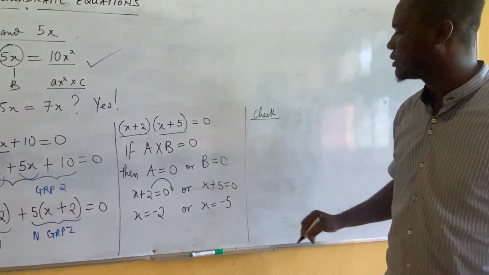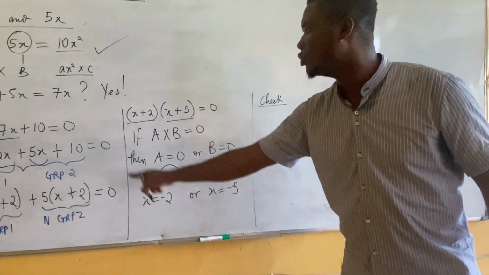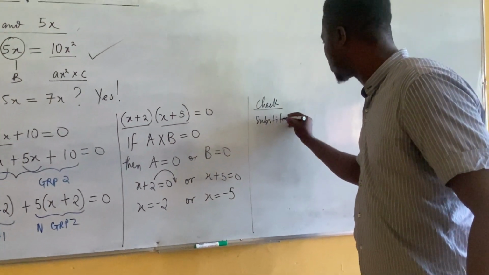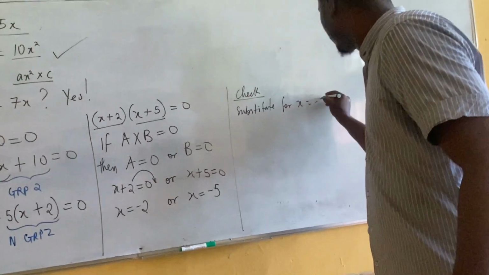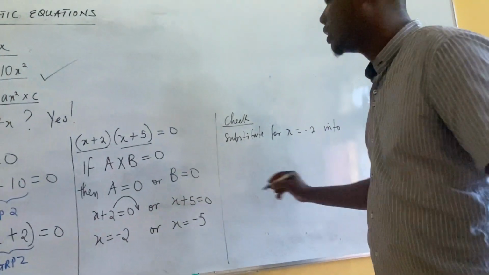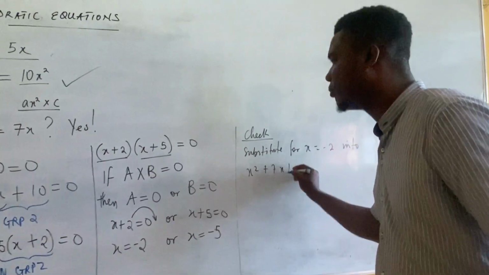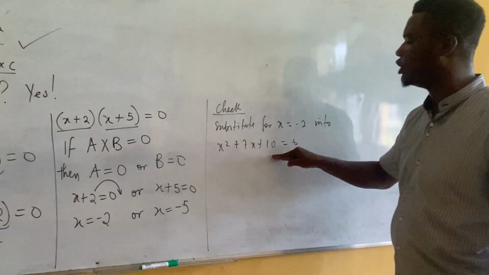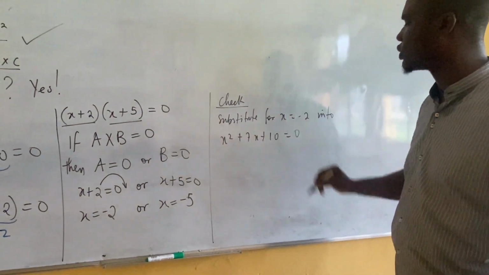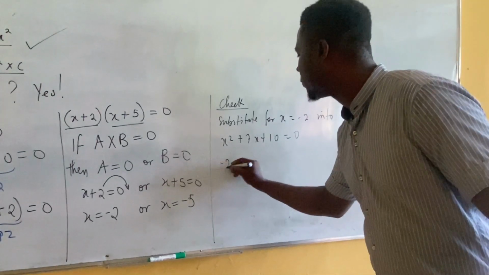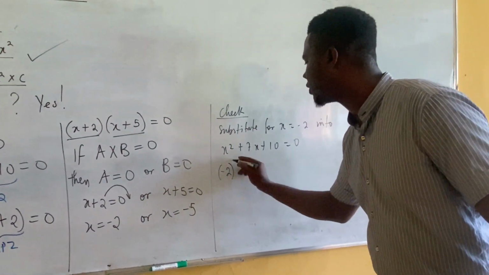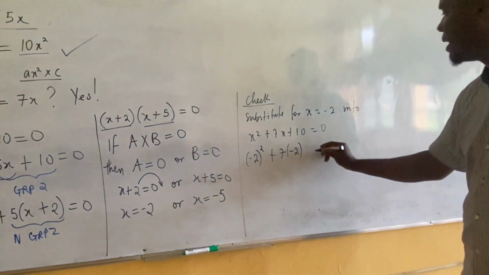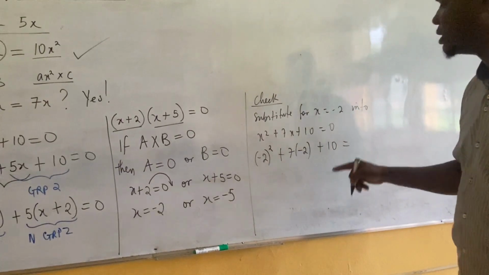Okay? In order to check, I'm going to substitute x equals minus 2 into x squared plus 7x plus 10. Now, if x equals minus 2 is indeed a solution to the problem, it will reduce this equation to 0. So let's see. If I put in place of x minus 2, this will become minus 2 squared. And this will become 7 times minus 2, then added to 10. So let's see what it gives.